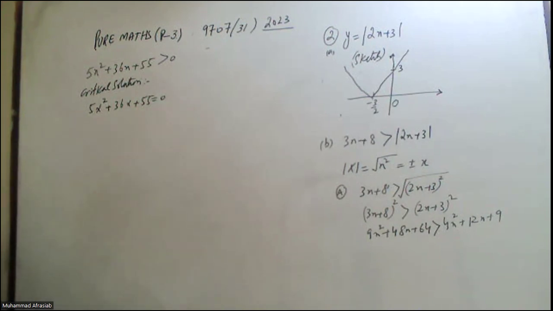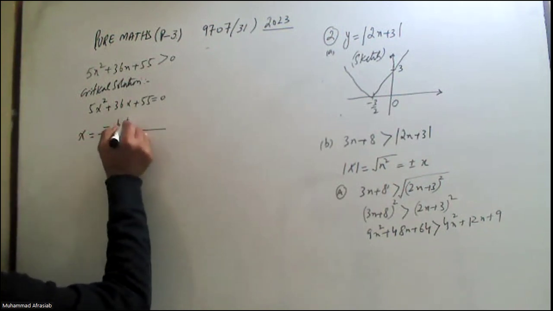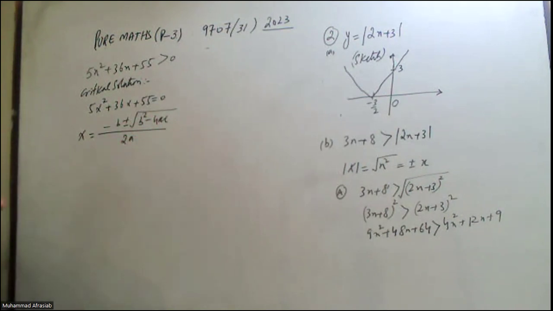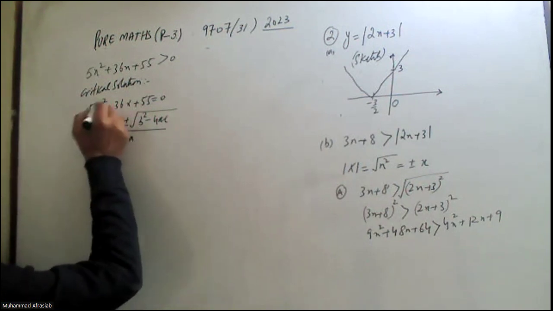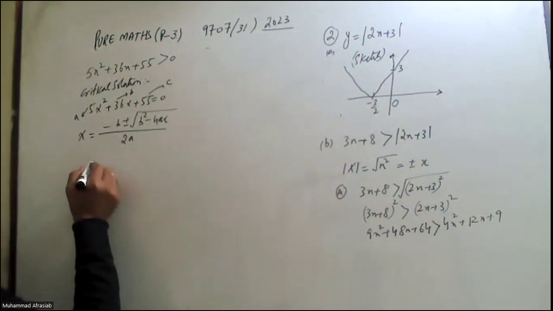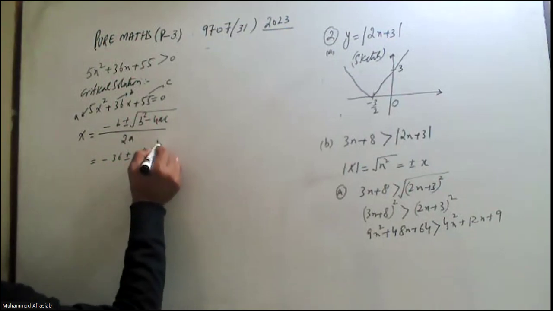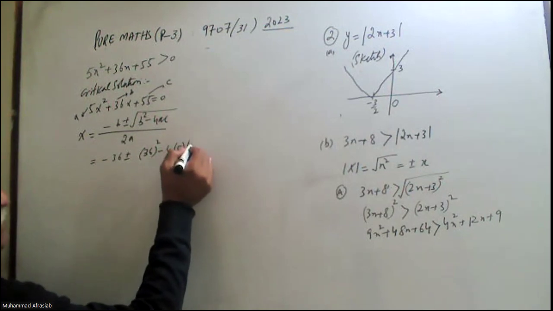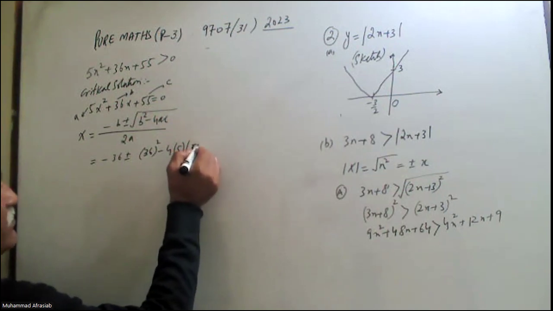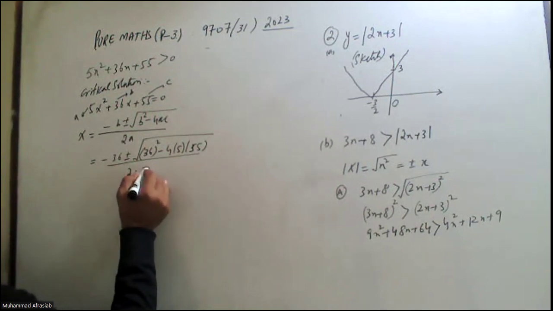Now you can apply the factors method or the quadratic formula there, which is minus b plus minus square root of b square minus 4ac over 2a, where a value is 5, b value is 36, and c value is 55. So this value will become minus 36 plus minus square root of 36 whole square minus 4 into 5 into 55, divided by 2 into 5.